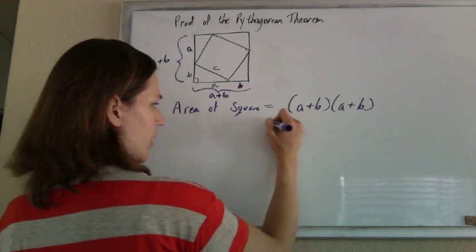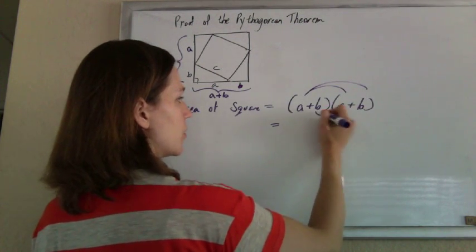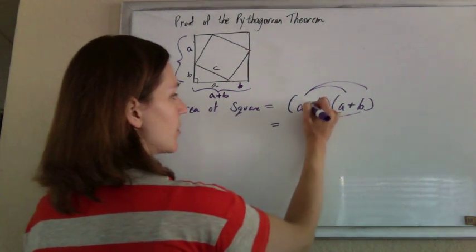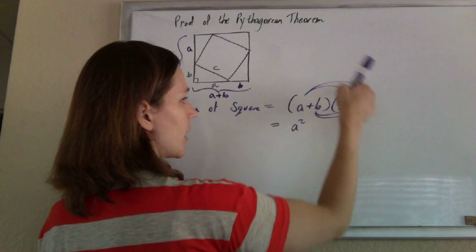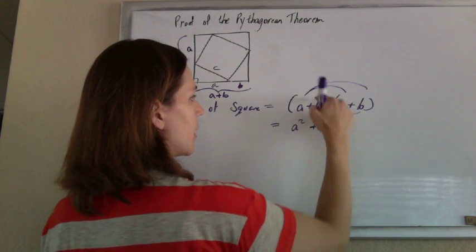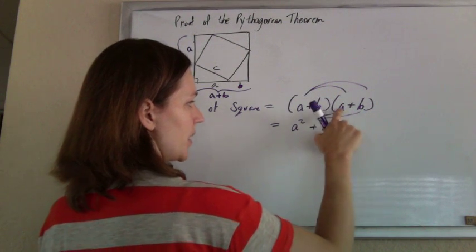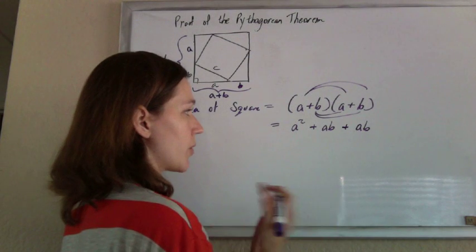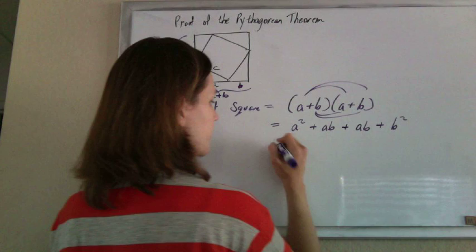Now just for fun, I'm going to go ahead and FOIL this out because it's going to be useful later. If you need help with foiling, I've got another video for that. So this guy goes to everybody. So A times A is A squared, A times B is A times B, and then he went to everybody, so now it's his turn. B times A is the same as A times B because you can multiply in any order you want. And then B times B is B squared.